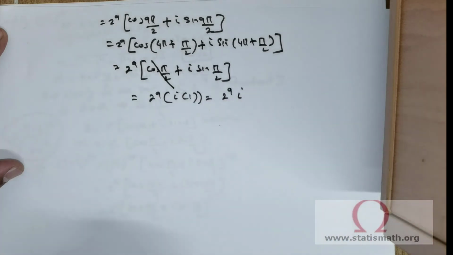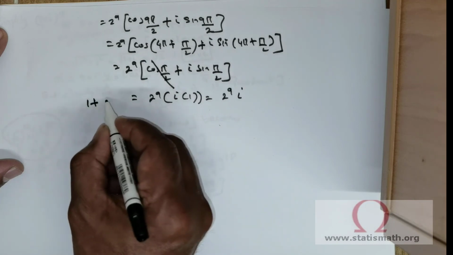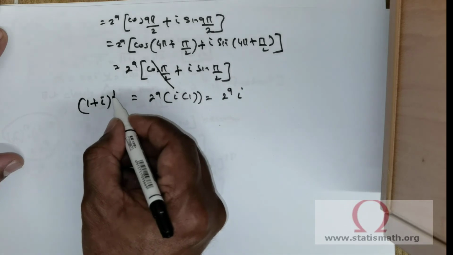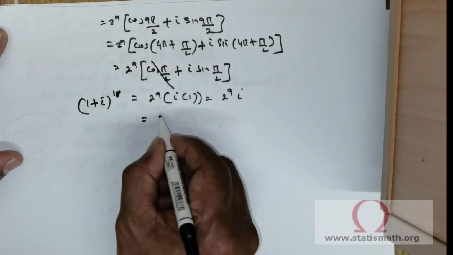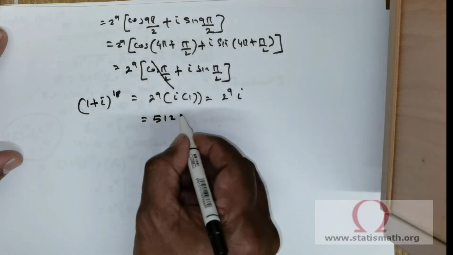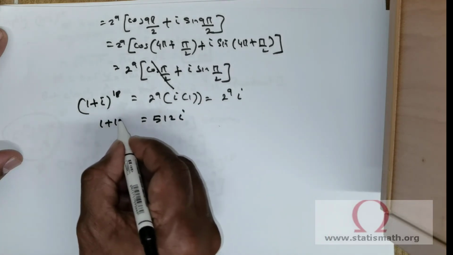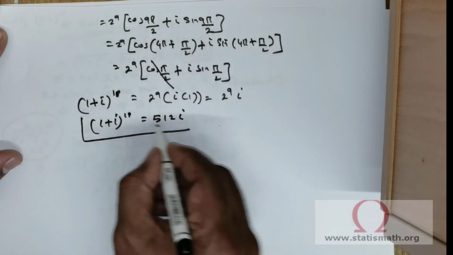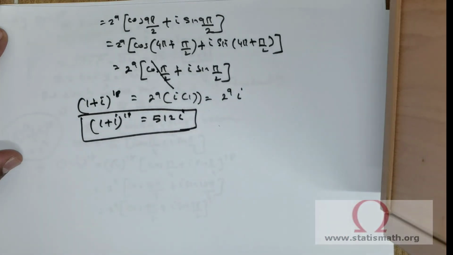So this is going to be 2 raised to the power 9 times i. On the left side, we had 1 + i, and that is raised to the power 18, right? But 2 to the power 9 is going to be 512 multiplied with i, and that's the final answer. So (1 + i) raised to the power 18 would give me 512 times i. So that completes the solution to this question.